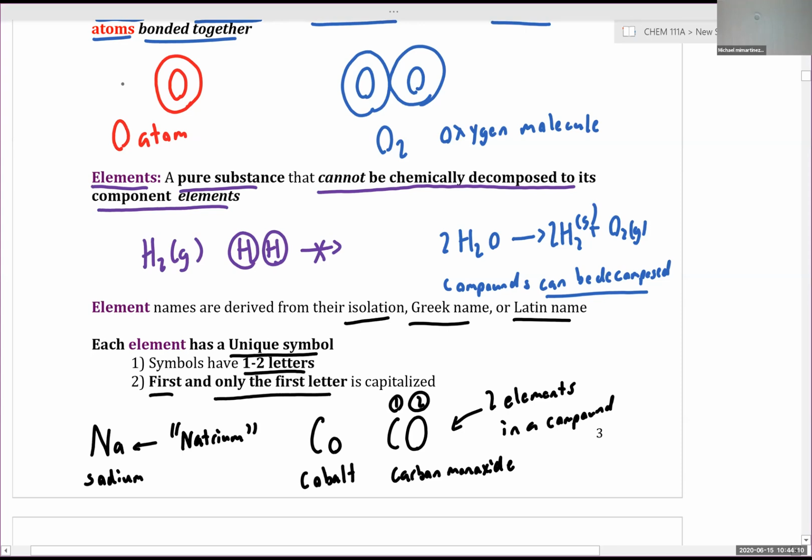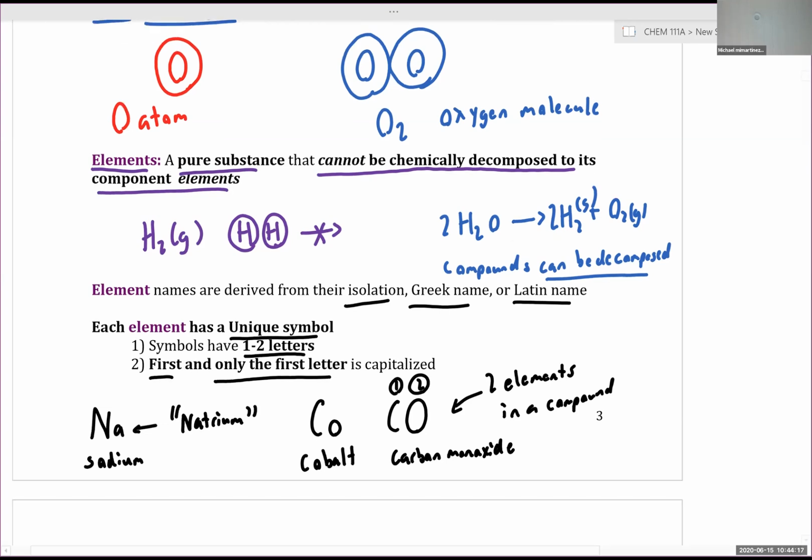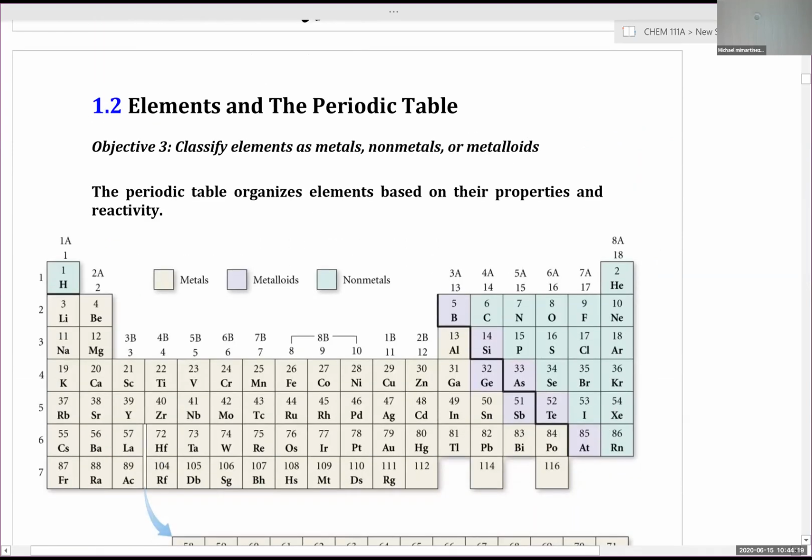Any questions so far? If not, let's keep going then, and let's look at elements and the periodic table. So your goal in this section is to be able to classify elements as metals, nonmetals, or metalloids. And the reason why we're bringing up this topic relatively early is that there are a lot of rules that you can unpack and utilize if you understand what elements are metals, nonmetals, and metalloids.